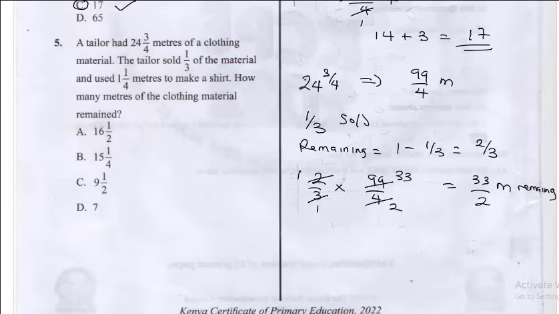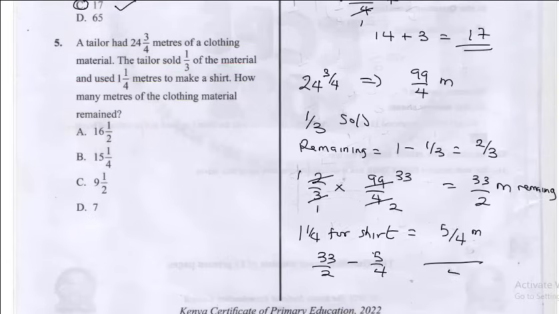he used 1 1/4 meters to make a shirt. Now, 1 1/4 for shirts. This is the same thing as 5/4. So this is 5/4 meters. So we are going to do 5 over 2 minus 5/4 to get the actual amount remaining.